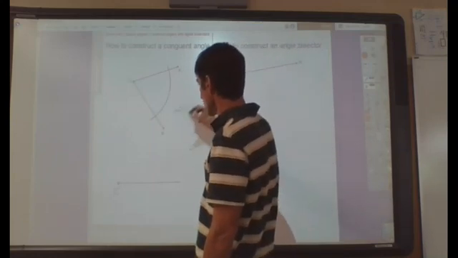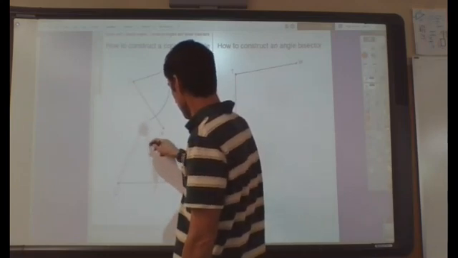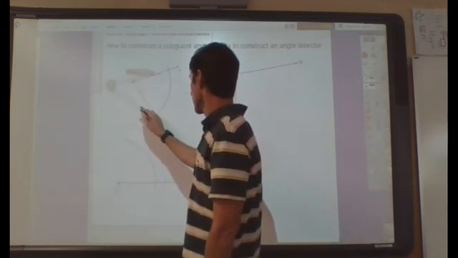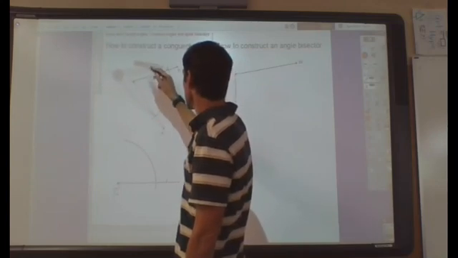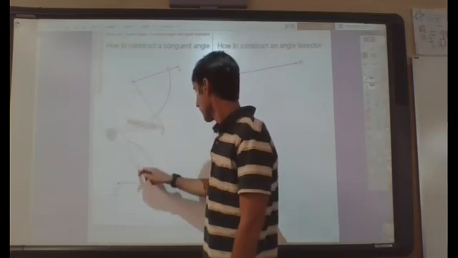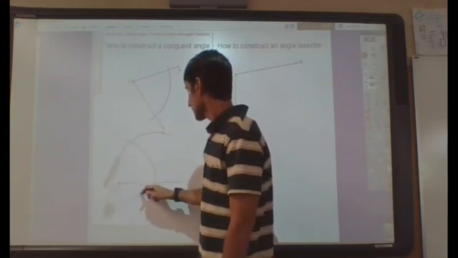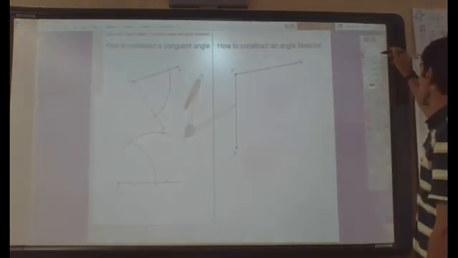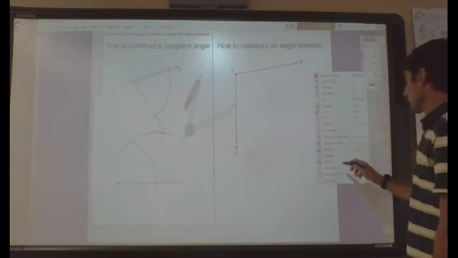Then what I'm going to do is the same thing over here. Then I'm going to measure the distance between the intersection of the arc and the legs of the angle. I'm going to bring it back down here. And then all I need to do is connect my C prime with the intersection of my two arcs.